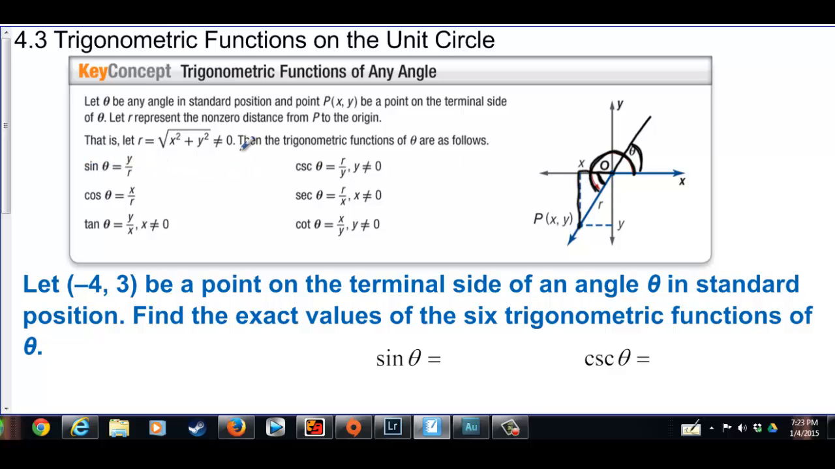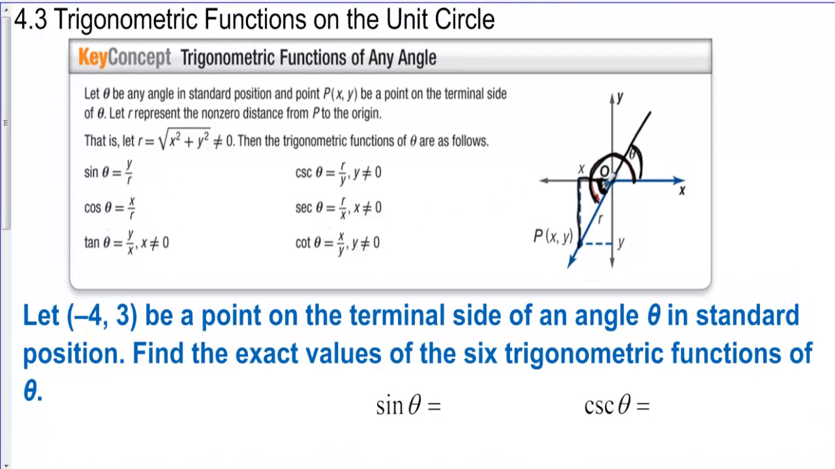Sine is y over r. In other words, if this is the angle right here, then we have opposite over hypotenuse. Cosine is adjacent over hypotenuse, and tangent would be opposite, or the y value, over the adjacent, which is the x value.